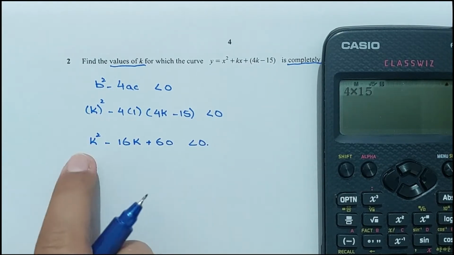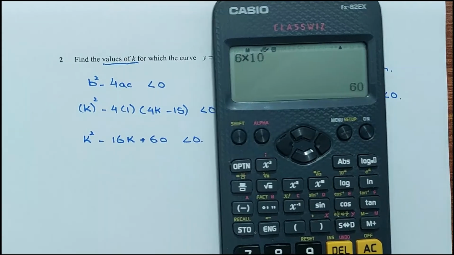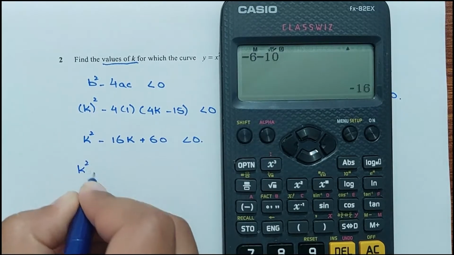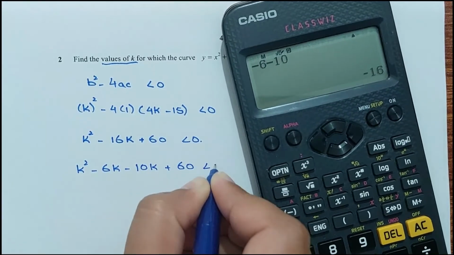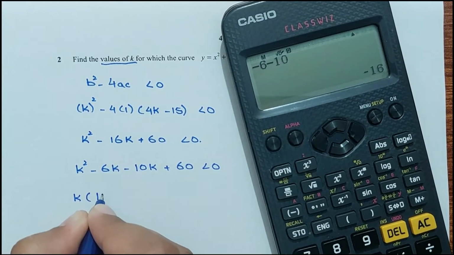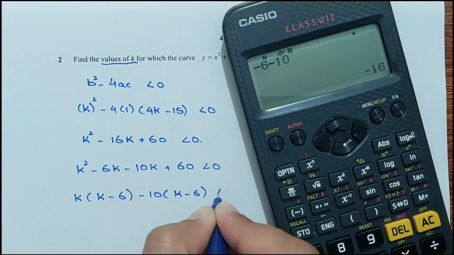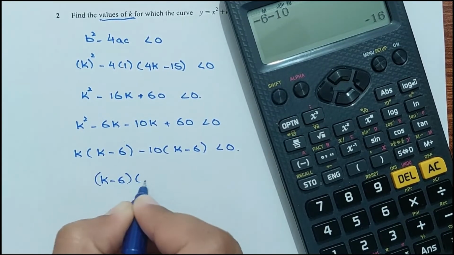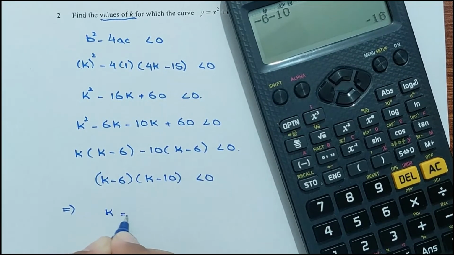Okay, so let me factorize. 6 times 10 is 60, and negative 6 negative 10 is negative 16. So k square minus 6k minus 10k plus 60 is less than 0. k is common, we are left with k minus 6. Negative 10 is common and we have k minus 6. So here we have two roots, k minus 6 and k minus 10, and this is less than 0. So k equals 6 and k equals 10.